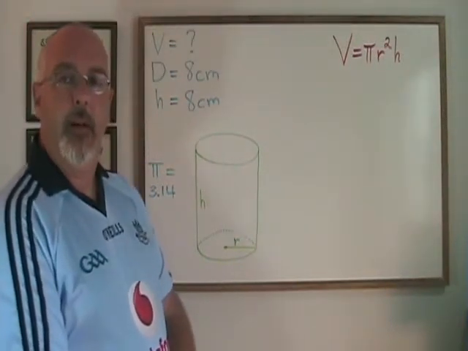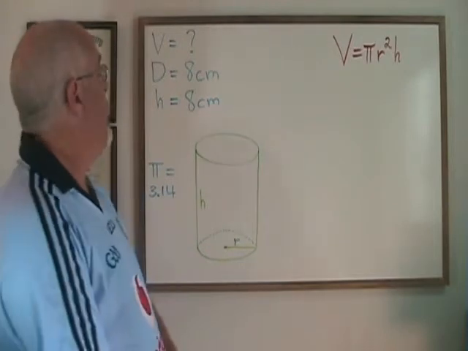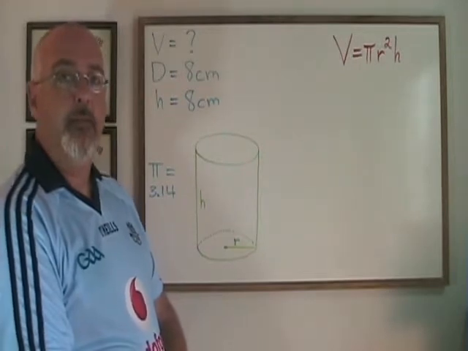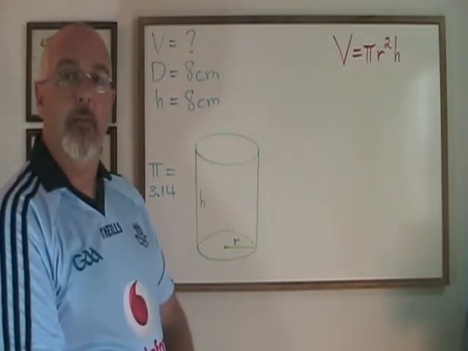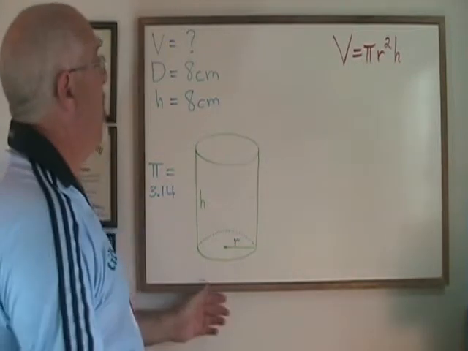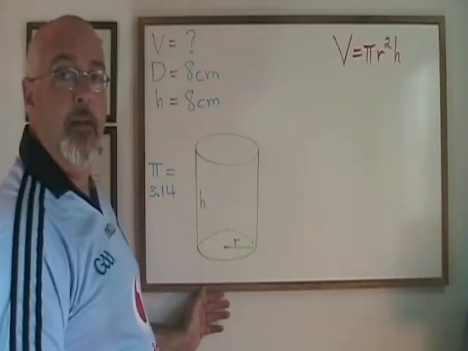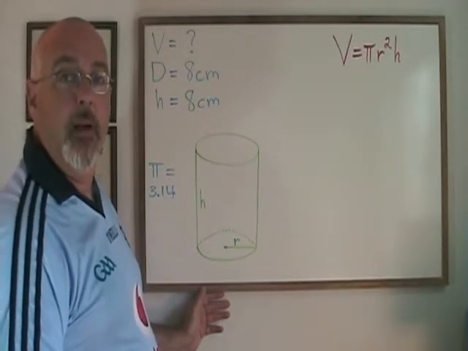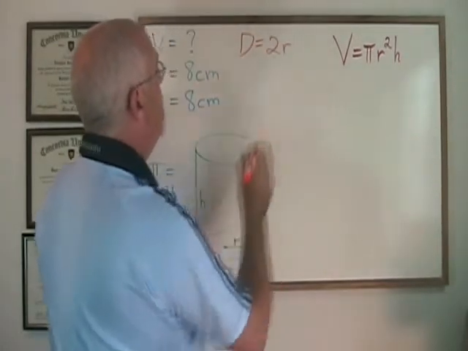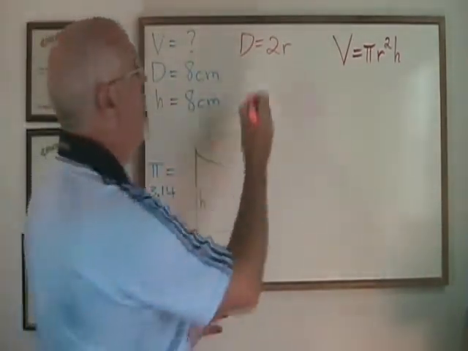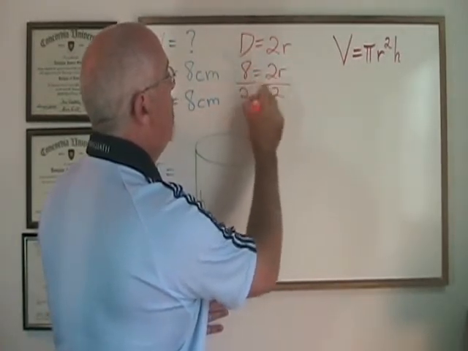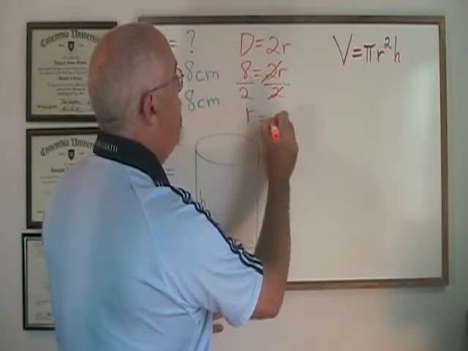This question gives us a couple of small extra steps. We are not given a radius, we are given a diameter, so we have to calculate our radius. And we are being asked this time to give our answer, the volume, in liters. The first thing to do is to apply the small formula that converts between diameter and radius. Diameter is equal to 2 times radius. Since our diameter is 8 centimeters, 8 equals 2 times radius. Divide both sides by 2, these cancel, r equals 4.